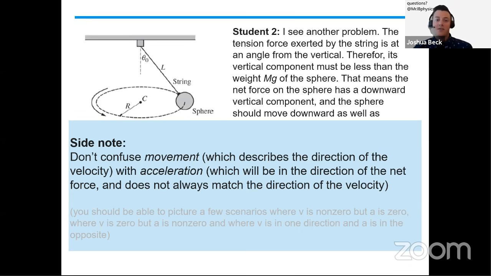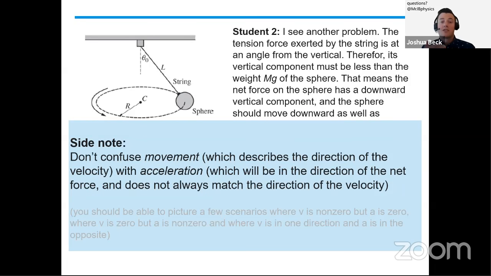Now, a quick little side note, not necessarily relevant in this particular problem, but this student is explaining the movement of these things, saying downward motion, move upward, move downward. So just a quick little side note, just in general, as you move forward, please don't confuse movement, which is describing the direction of a velocity, and acceleration. If we're talking about movement, a lot of times students use these words interchangeably. They talk about movement when they're trying to talk about acceleration or net force. Movement describes the direction of our velocity.